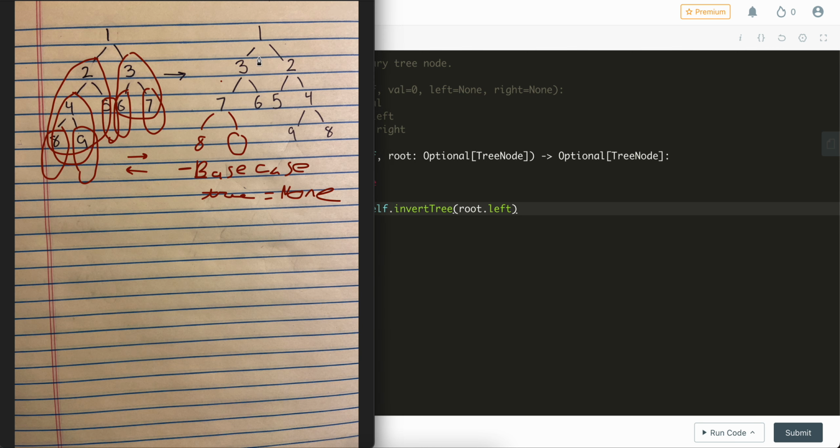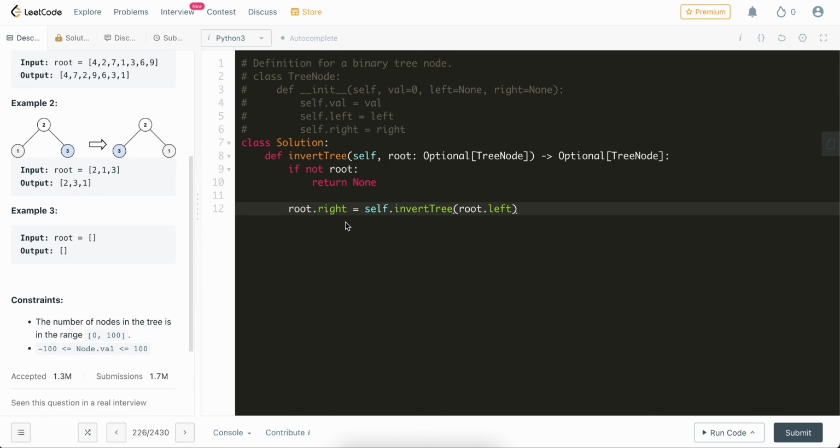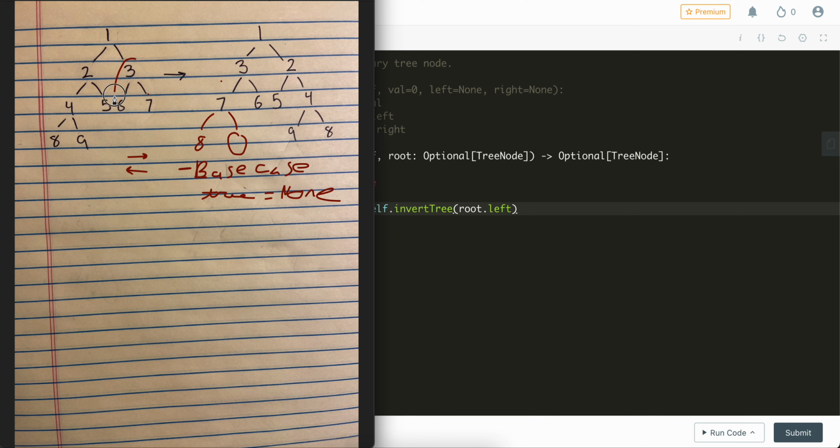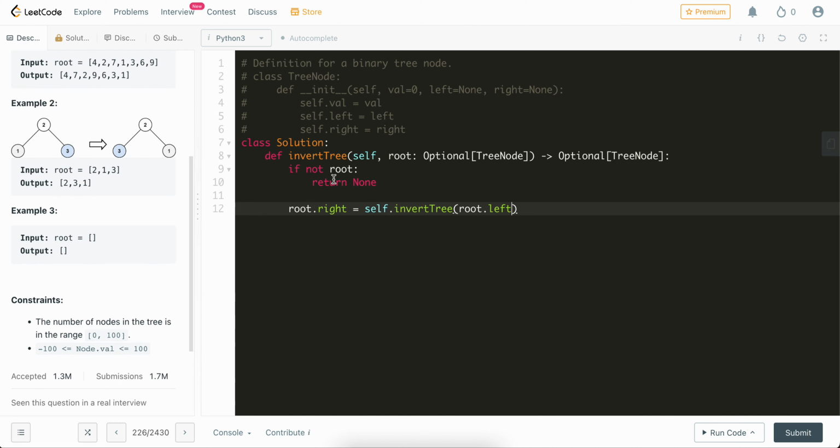Right? The right side of this tree, if I delete some of this stuff, we're saying the root.right, so this right subtree right here, is going to be equal to the inverted value of this subtree. And then we're going to say root.left is equal to self.invertTree of root.right, right? Isn't that how we're going to do it? That would make sense, wouldn't it?